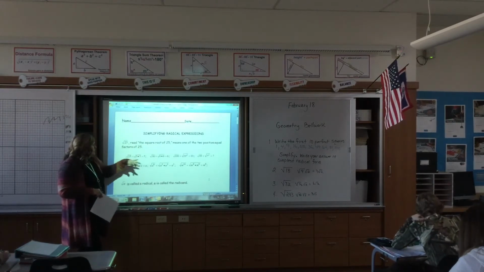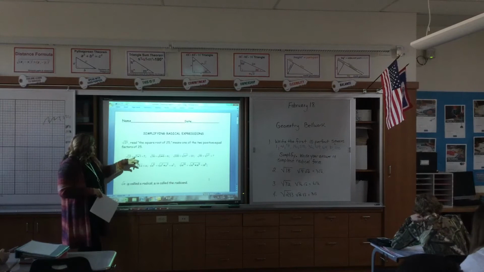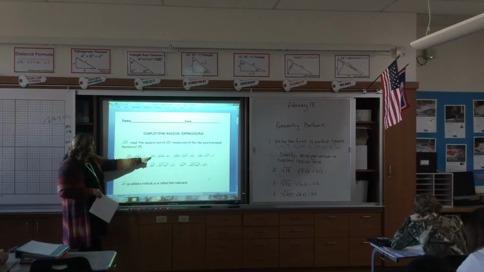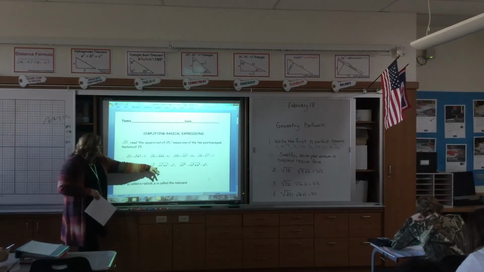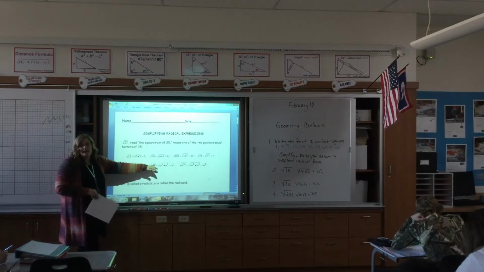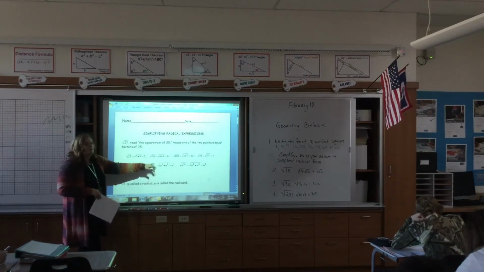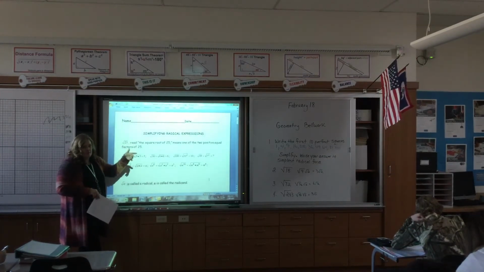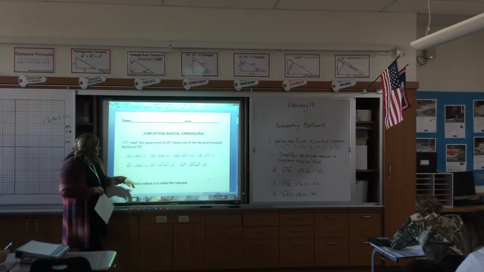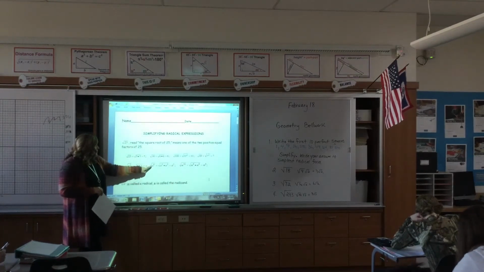All right, so that right there is read the square root of 25. It means one of the two positive equal factors of 25. And here's some examples of perfect squares. The square root of 25 is the square root of 5 times 5, which is 5. The square root of 36 is 6, so on and so forth.